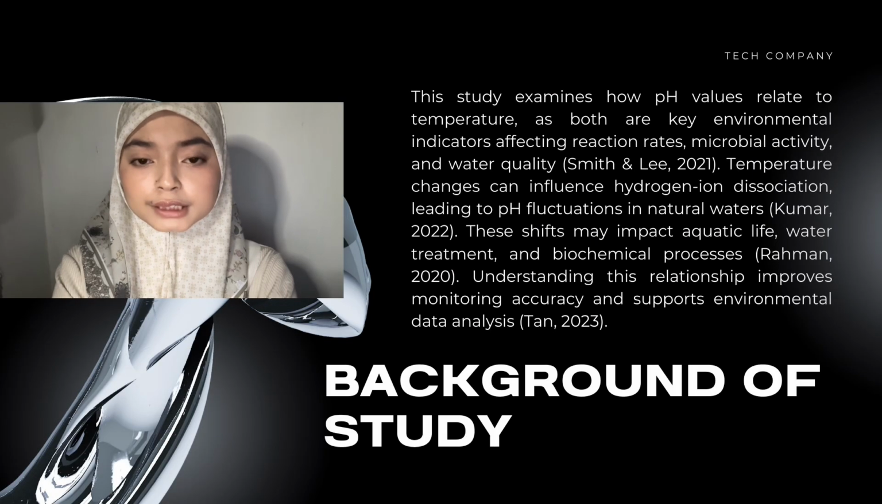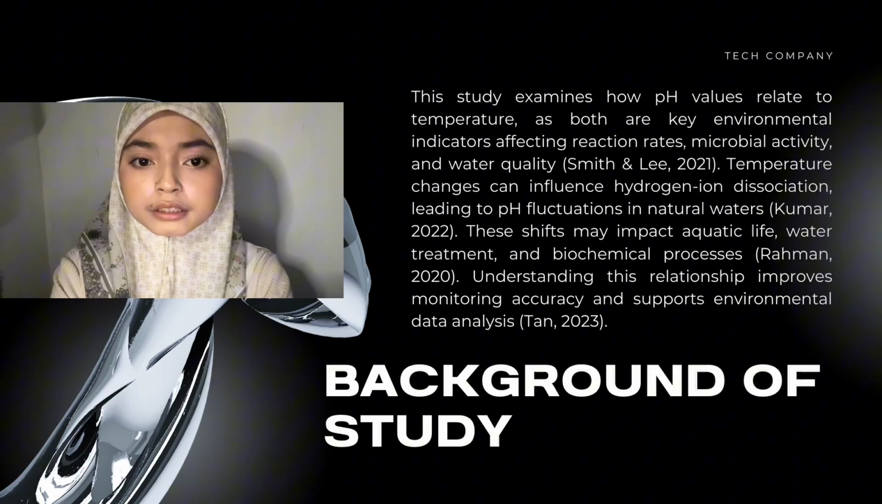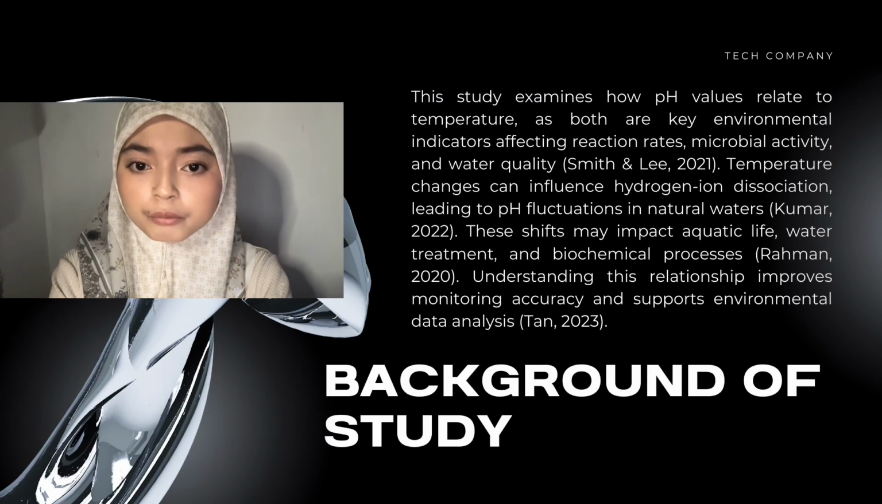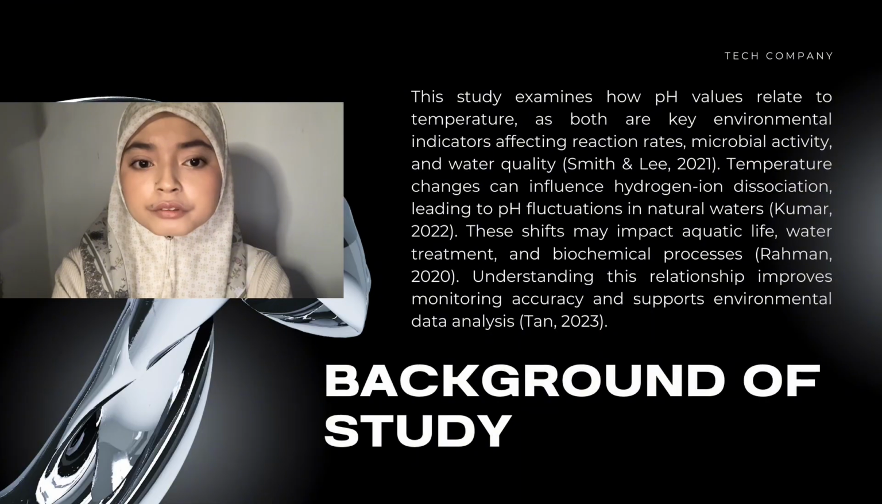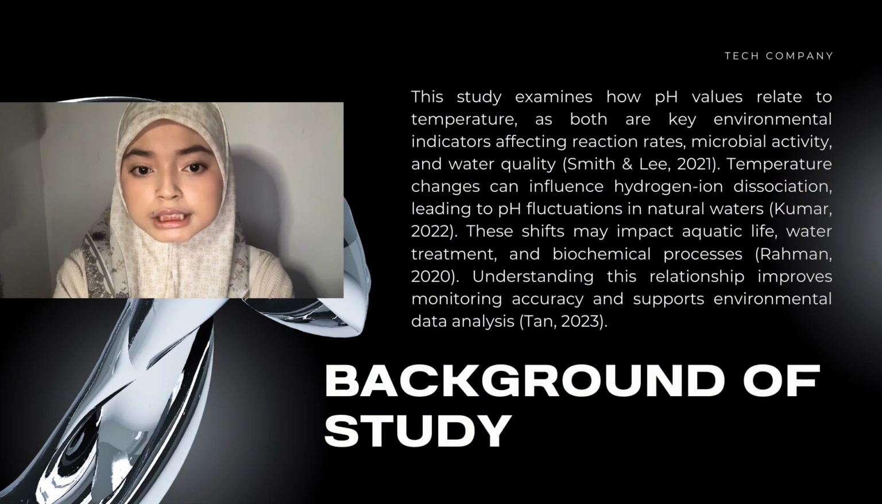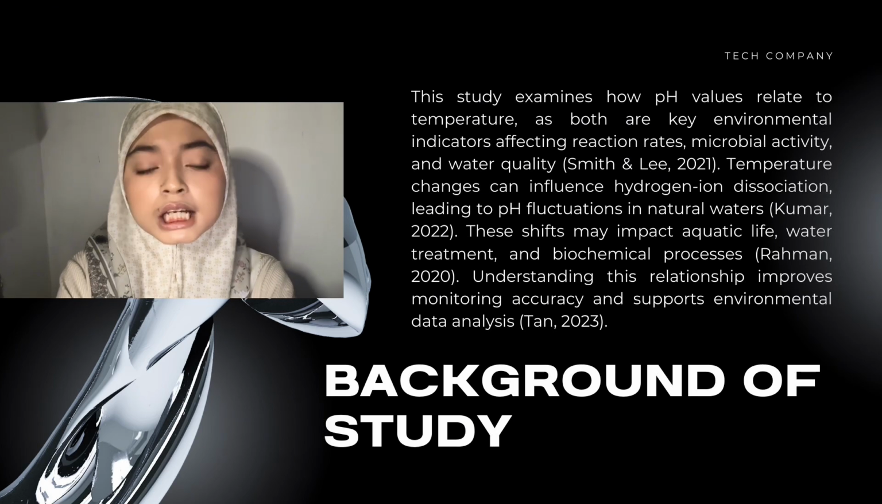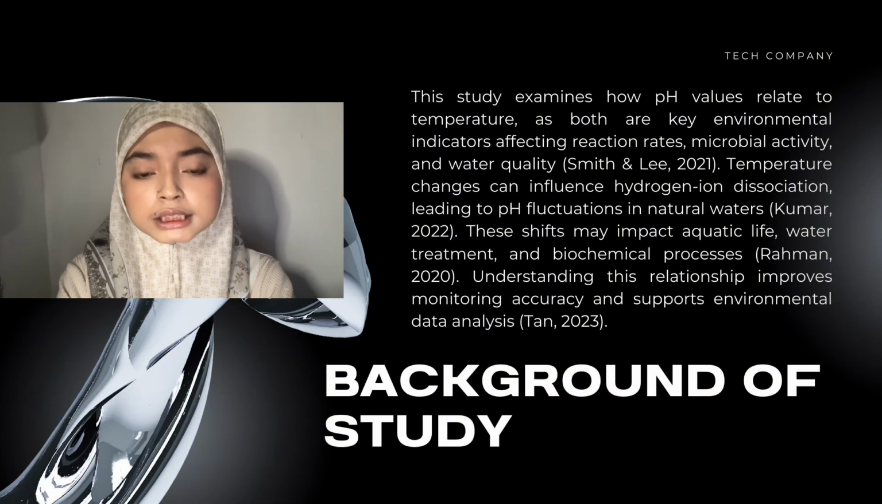So what is the background of this study? This study examines how pH value relates to temperature as a key environmental indicator affecting reaction rates, microbial activity and water quality. Temperature change can influence hydrogen ion dissociation, leading to pH fluctuation in natural water. This shift may impact aquatic life, water treatment, and biochemical processes. Understanding this relationship improves monitoring accuracy and supports environmental data analysis.